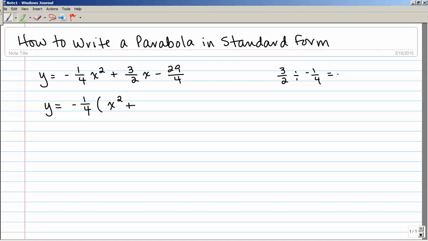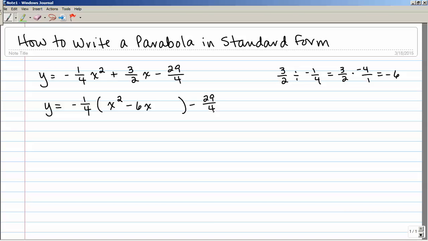And remember, that's the same thing as 3/2 times negative 4/1, which is just going to give me a negative 6. So this is actually not going to turn into a plus, it's actually going to be a minus 6x. Let's check that. If I were to distribute, negative 1/4 times negative 6 gives me a positive 6/4, which is the same as 3/2. Perfect. And then let's put the negative 29/4 out here.